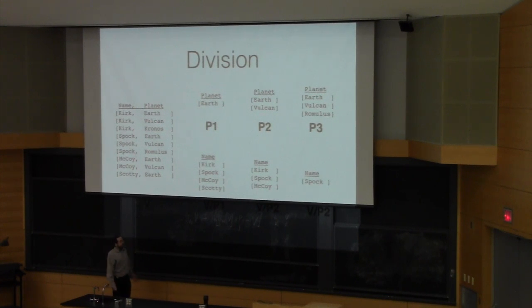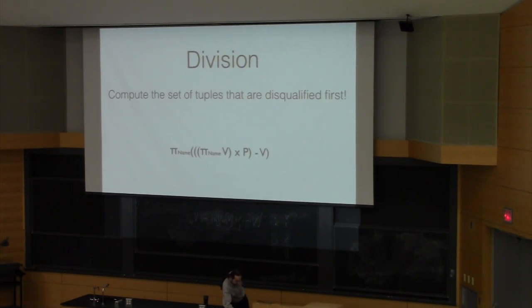So this is a three-stage process. It turns out to be a little bit intricate here. So let me run you through the answer kind of graphically. You have a chunk that describes all the names with all of the planets. So this is all of the possible answers that we would expect to see if all of the officers had visited all of the planets.